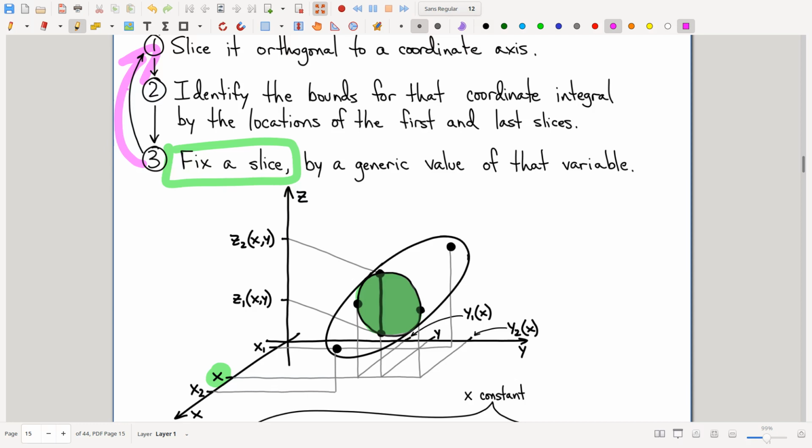next variable. Now, my next variable here, arbitrarily, no particular reason, I'm going to do y. So my next slices will be orthogonal to the y-axis. Okay, what does a slice perpendicular to the y-axis look like? Well, it's going to be kind of like that.